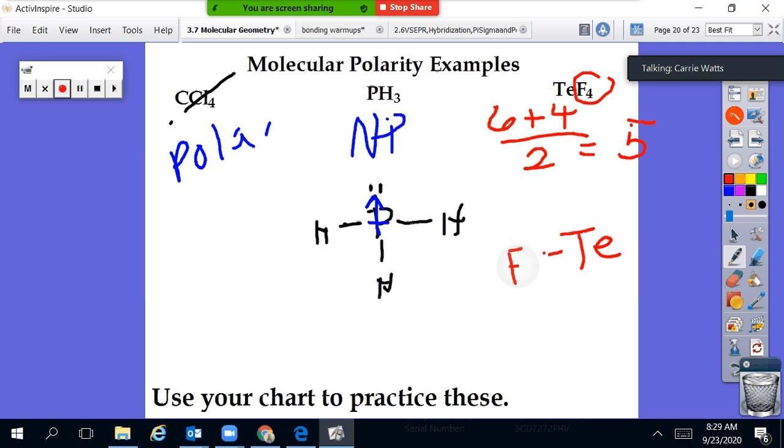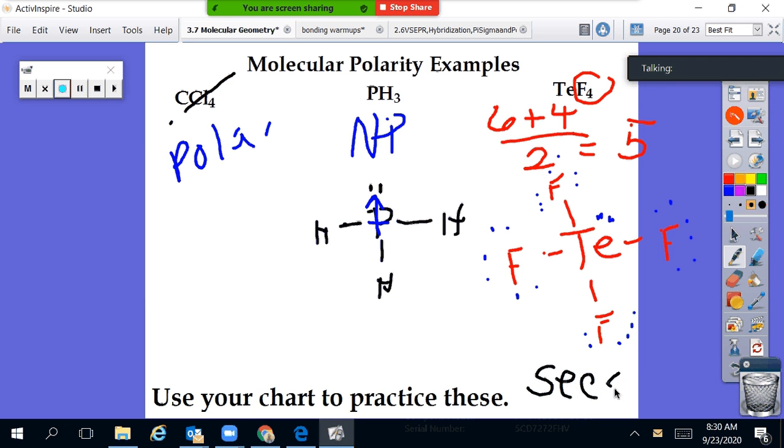Te, F, F, F, F, and then I'm just going to do in a different color the lone pair. Okay, and of course there'll be lone pairs on these. Okay, you can see that, yes, it's got a tetrahedral shape if it didn't have that lone pair, but because it has that lone pair, there's going to be a net dipole. And we have 4 bond groups and 1 lone pair, which makes this one a seesaw.